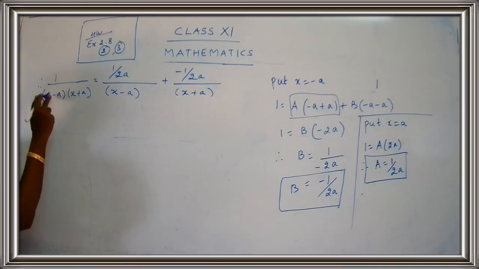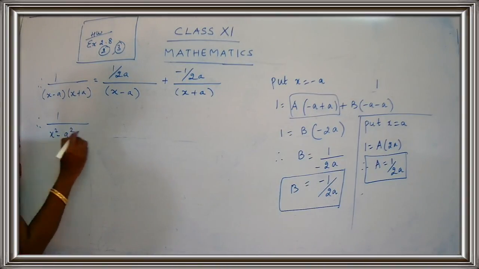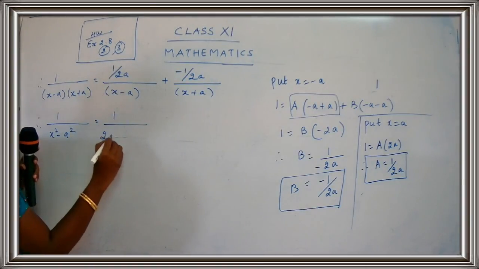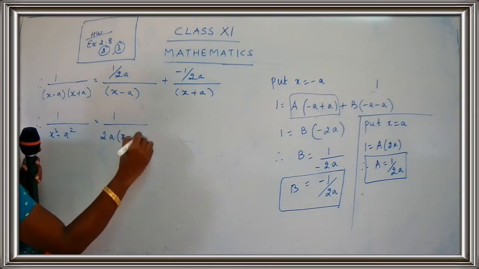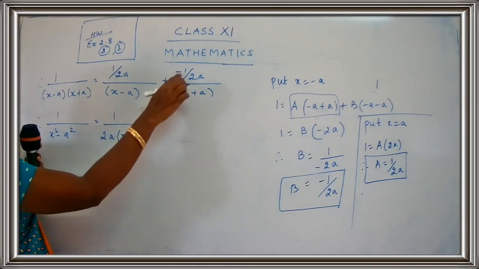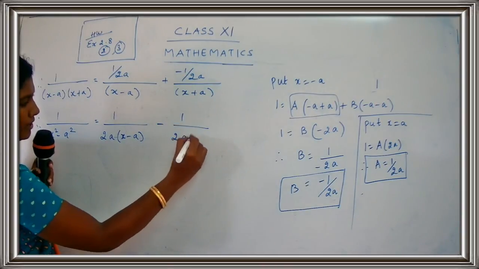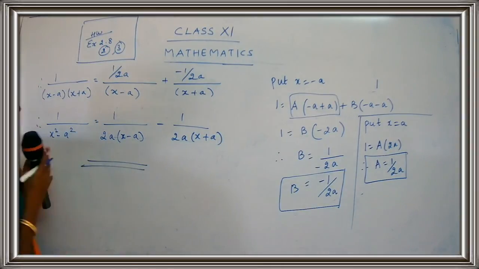So this is, write the question here. 1 upon x square minus a square is equal to 1 upon 2a. Yes, children. So you write down 1 upon 2a. Bring the 2a to the denominator part. x minus a plus minus. What is plus minus? Minus 1 upon 2a x plus a. This is the answer.